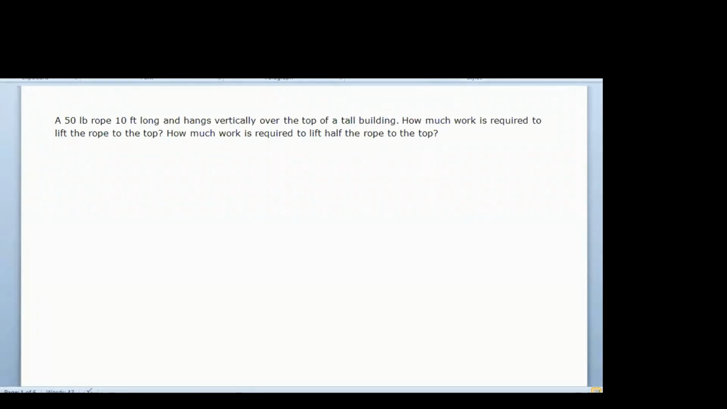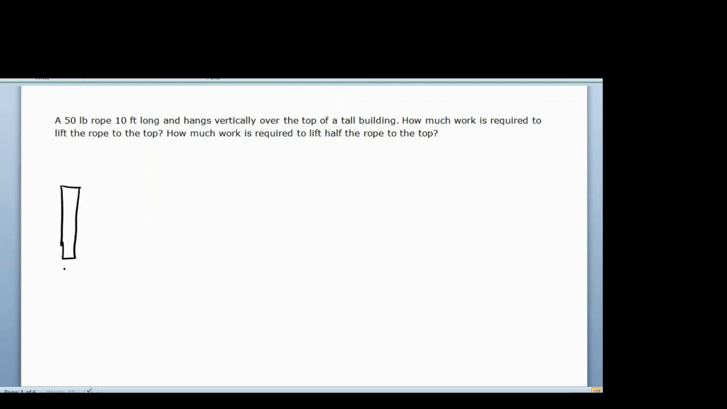So here is another nice work problem from Calculus 2. Here we're going to be looking for the work required to pull the rope to the top of the building. Definitely we're going to want to draw a little picture of our situation. So let me draw here my building.